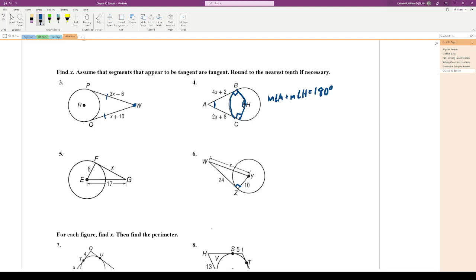So let's say that measure of angle H was given as like 120 degrees. Then I know that measure of arc BC is also 120 degrees, and I know measure of angle A is 60 degrees. So knowing any one of those three measurements gives me the other ones when I'm measuring to a tangent point out here. So I don't see that.